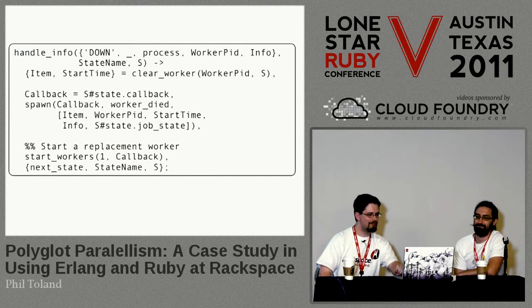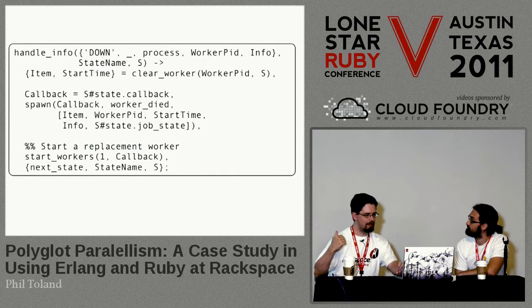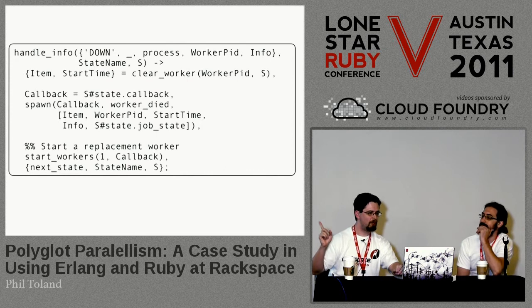So this is the code that we were talking about earlier. When a worker process goes down, this function gets called. And we have the PID, we have some crash information. So in this case, we clear the worker. And then we call the worker died callback and start a new worker and keep going in whatever state we were in before. The interesting thing about this, you see that we call the spawn function.